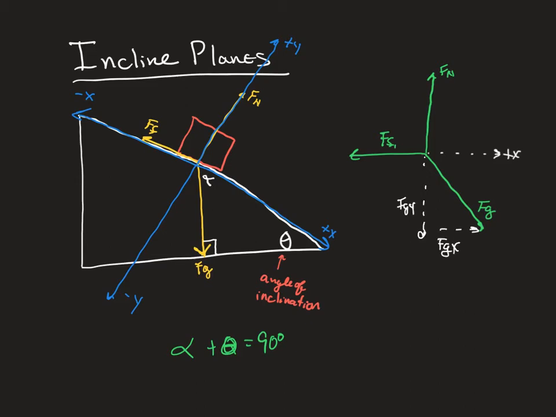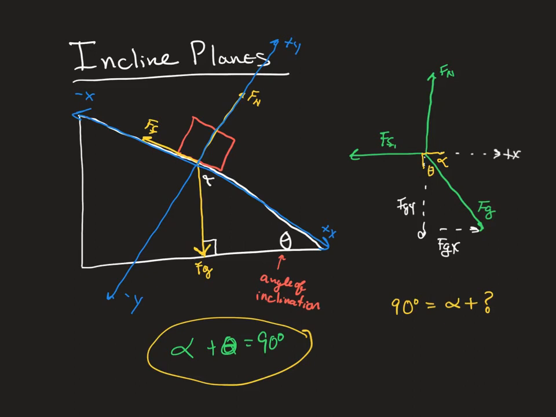If we look back in our diagram, the angle between the positive x-axis and the force of gravity I've labeled as alpha. The positive x is here, the force of gravity is here, so that makes the angle between them alpha. And this here is a 90-degree angle. So 90 degrees equals alpha plus question mark. And question mark, in order to match this back here, has to be theta.